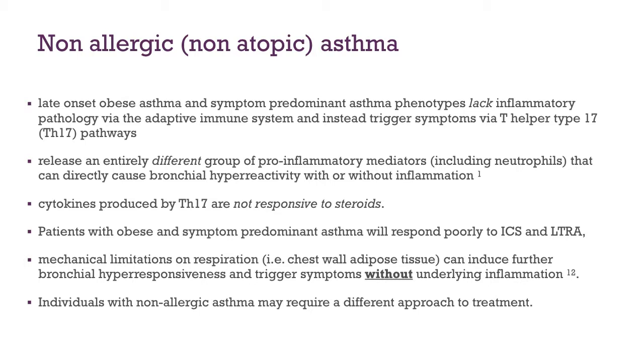So really the important take-home point from this is that the cytokines produced by the Th17 pathway are not responsive to steroids. So if you give these patients steroids, they're actually not going to get better. If you give them inhaled corticosteroids, Advair, Flovent, Symbicort, they're not going to get better because they don't respond to steroids. So if you have a patient with asthma that you're treating and they just are not responding to the medication, you want to have a suspicion that they're actually non-allergic or non-atopic asthma and they may need a different approach to treatment.